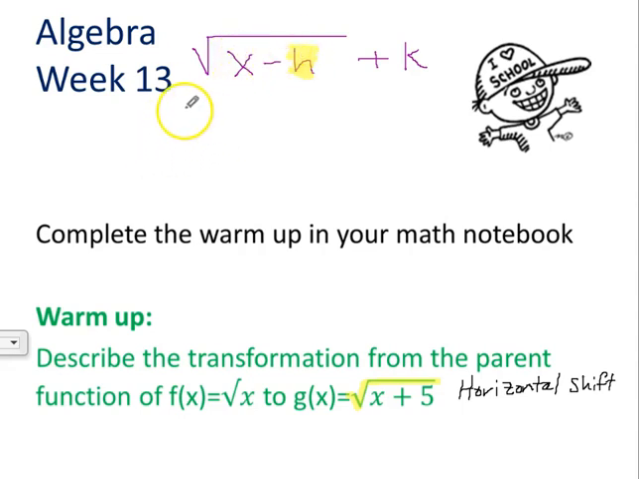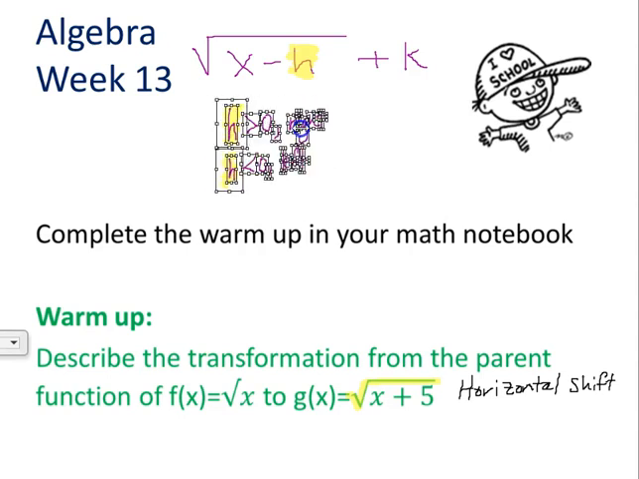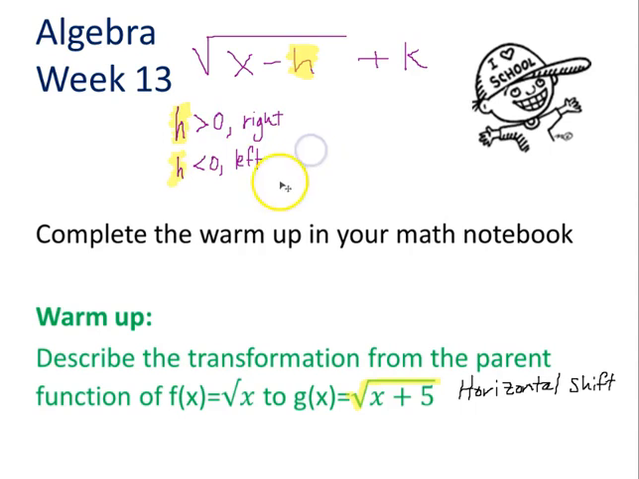So if the h value is greater than 0, then we're going to have a horizontal shift to the right. If the h value is less than 0, we're going to have a shift to the left. I'm trying to move this over because I'm going to get to the k values next in a second.